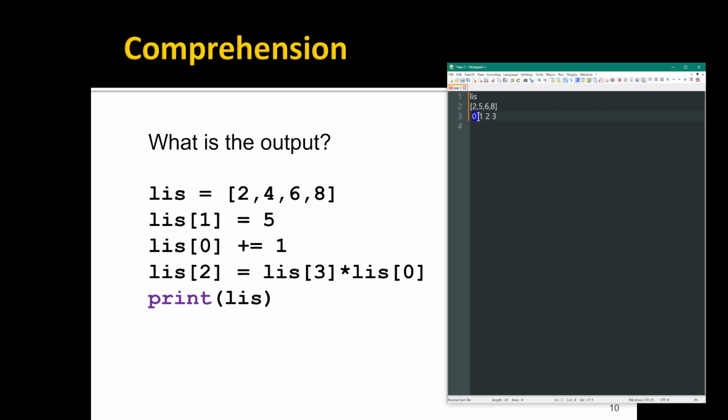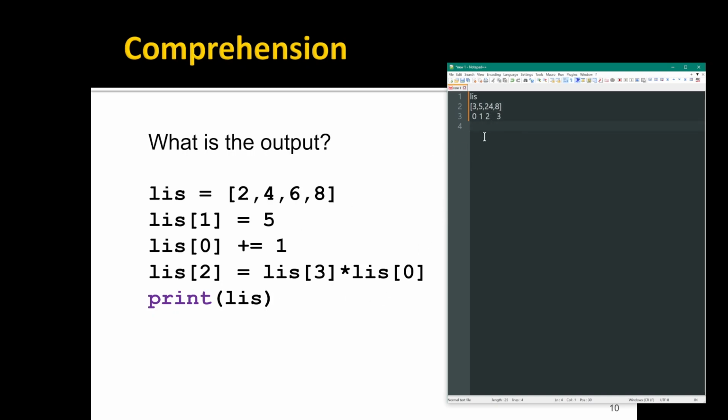The next line says lis at 0 plus equals 1. So we go to lis at 0, so that's the value 2. Remember, this is a shorthand for lis at 0 equals lis at 0 plus 1. So we take what's there and we add 1 to it. Next line says take lis at 3, which is 8, take lis at 0, which is now 3, multiply them together, so 24, and store the result at lis 2. So we put 24 here.